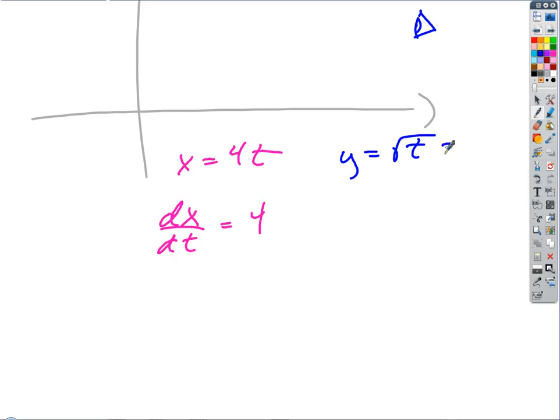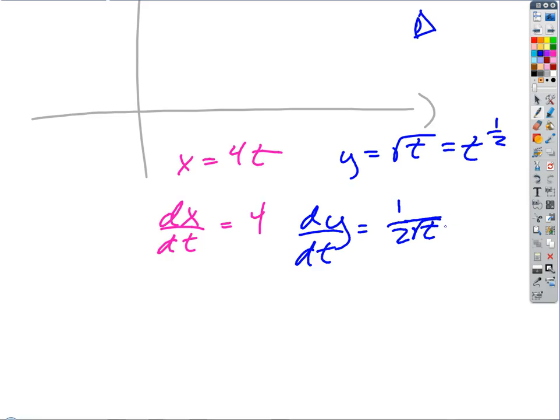Okay, good. I need to write it as a power, t to the 1/2. And then dy/dt would equal what? 1/2 t to the negative 1/2. t to the negative 1/2 is just going to end up being a t to the 1/2 on the bottom, so square root of t on the bottom. So I just have 1 over 2 times the square root of t.